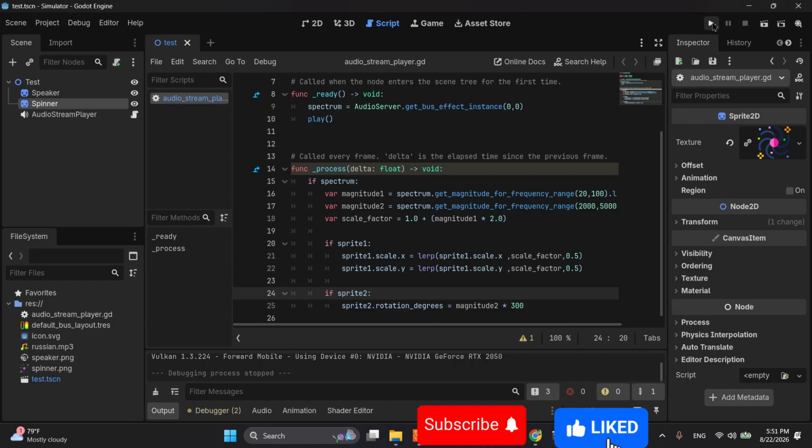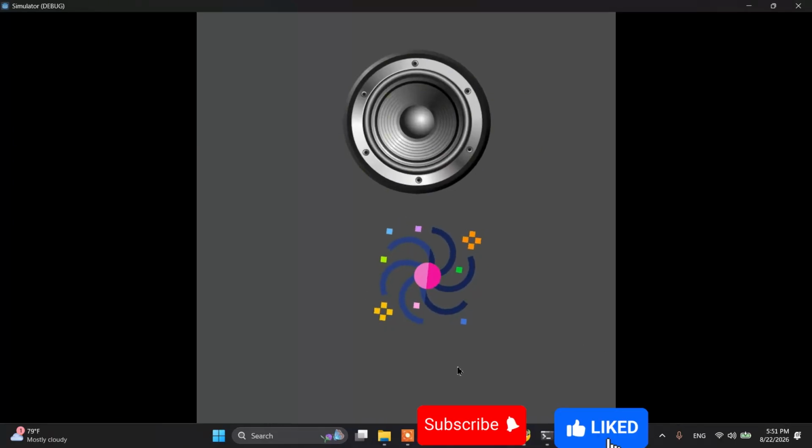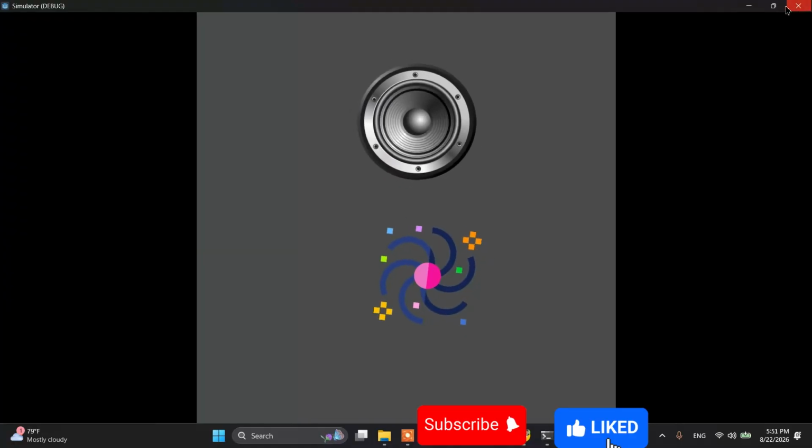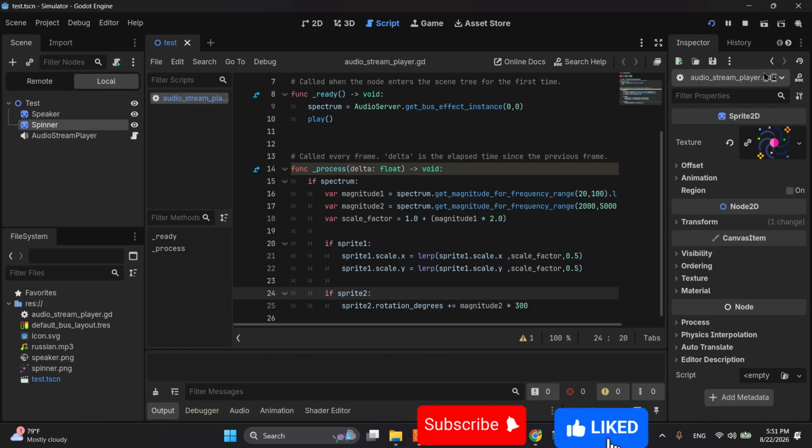Let's see, we just play. Spinner not spinning properly. Let's fix it. Instead of just giving it the magnitude with equals to, I'm just going to do plus equals. Okay, so we are going to just keep on rotating by including the plus sign here. Save it. Let's see.